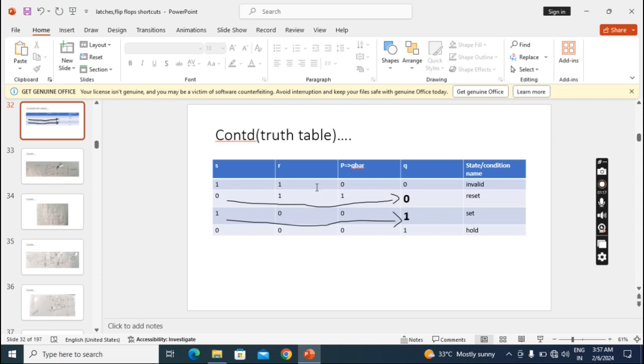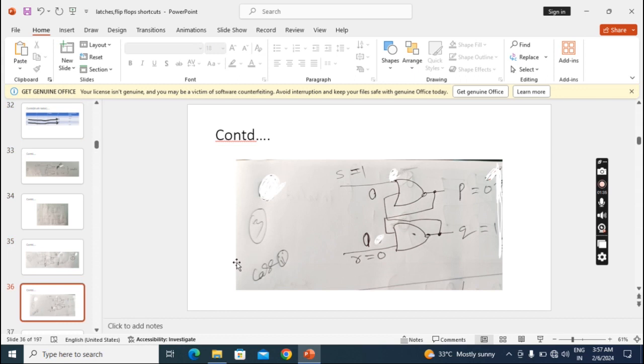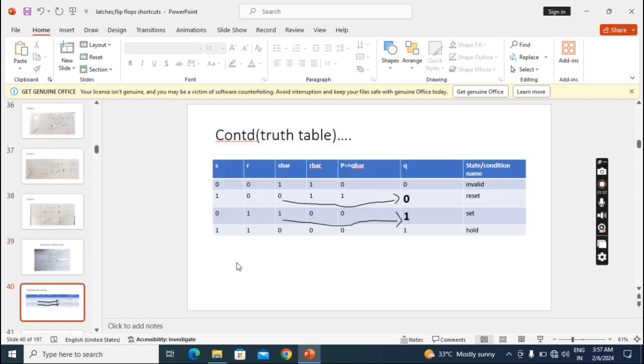Okay, same here we can see when SR equals 1 1, the circuit becomes invalid, and when SR is 0 1, the circuit becomes reset, when SR is 1 0, the circuit becomes set, when both inputs are 0 0, the circuit becomes hold. So you have to remember these conditions, then come to this S bar R bar truth table. So here first I take an SR value, so when I apply 0 0, what will it become? S bar R bar 1 1.